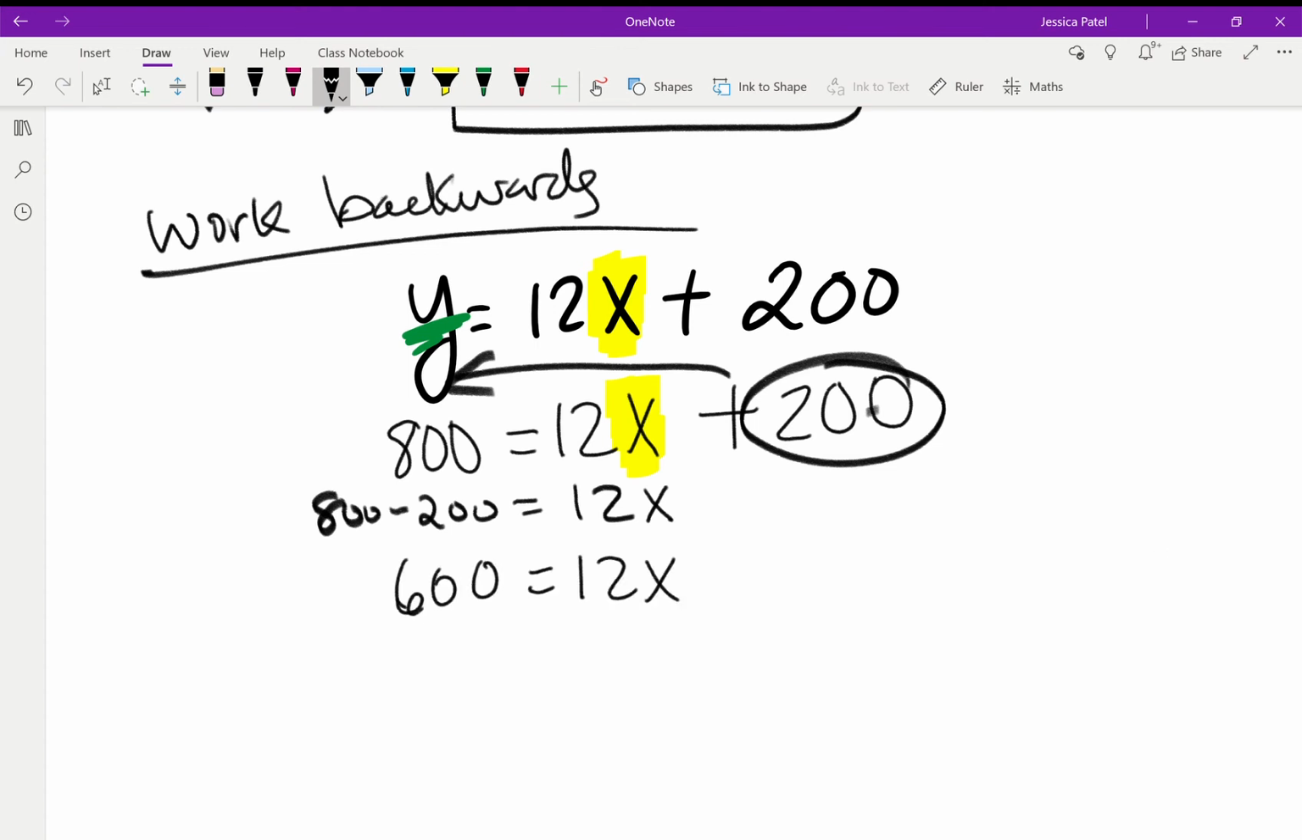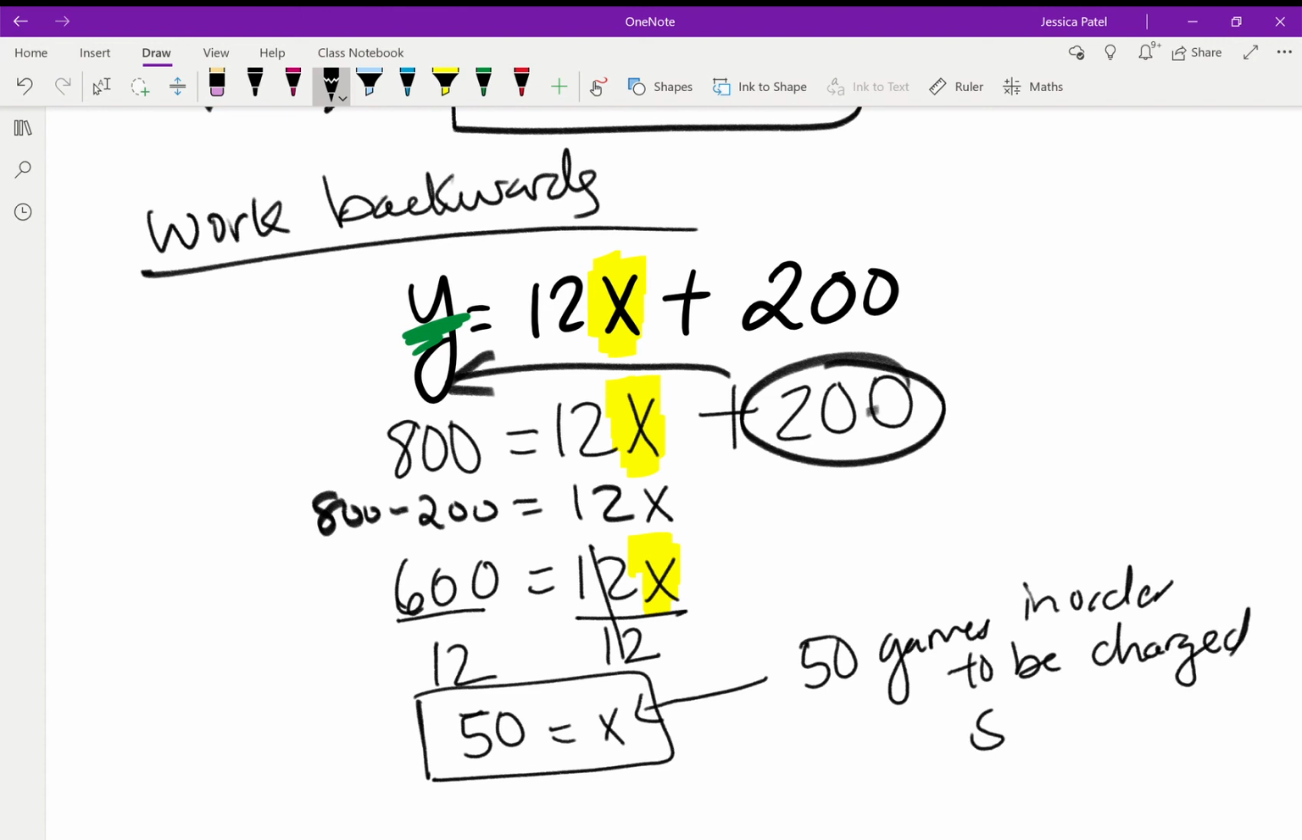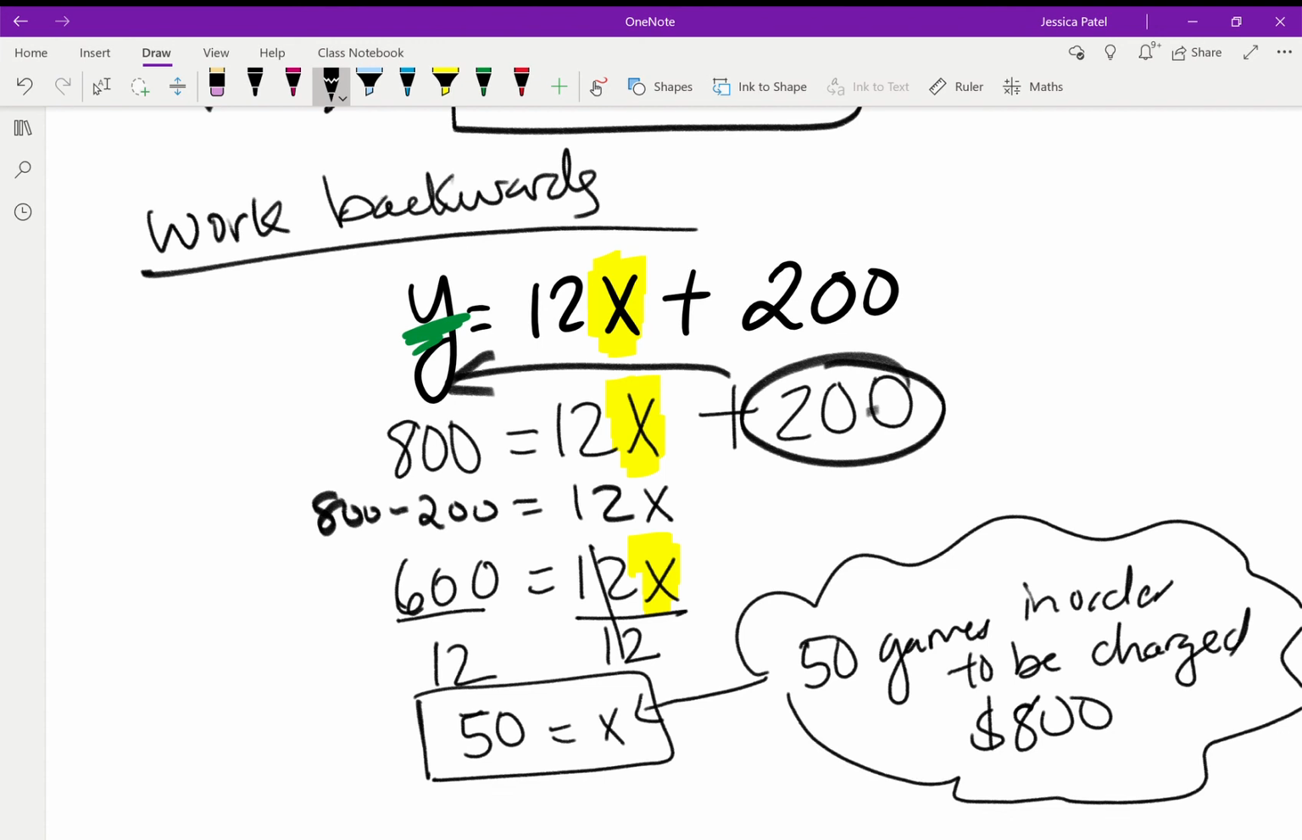Now, anyone know how to divide? Oh my god, I just gave it away. Anyone know how to get rid of everything in order for x to be alone? Now remember, these guys are attached to each other, so if you did not hear what I said before, when they're attached, the opposite of times is actually divide. So x is 50. So what does 50 mean? He needs to play 50 games in order to be charged $800.